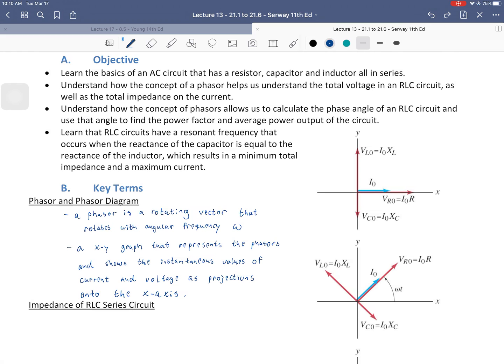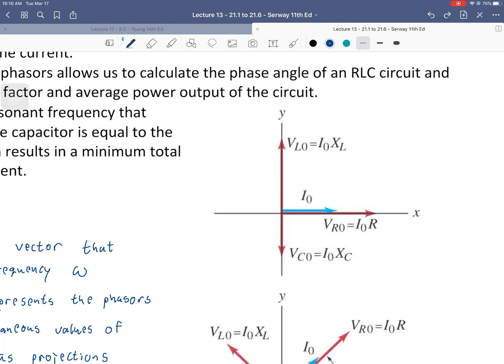When we look at this first one, we see that we have indeed an XY plot. Again, all of our instantaneous values of current and voltage are going to be the ones projected onto the x-axis. So whatever components we see on the x-axis are going to be our instantaneous values. I won't label that here because it will make more sense when we rotate it in the diagrams below. But what I do want to call particular attention to is an idea that we are building on from the first half of lecture 13, the earlier sections of chapter 21.